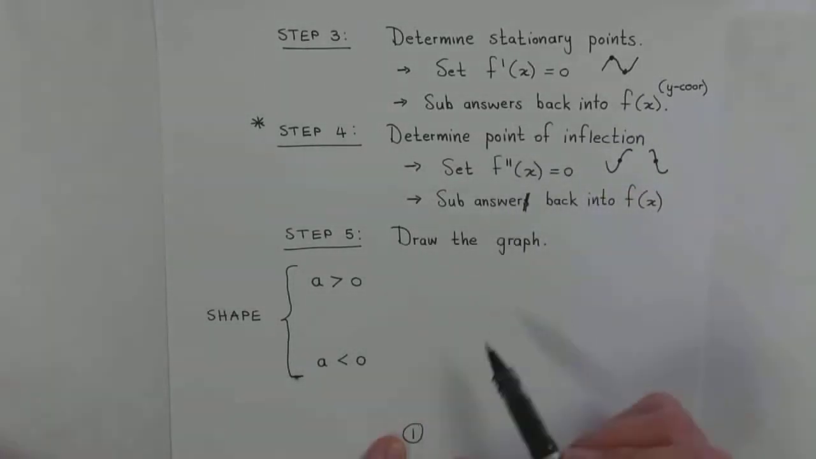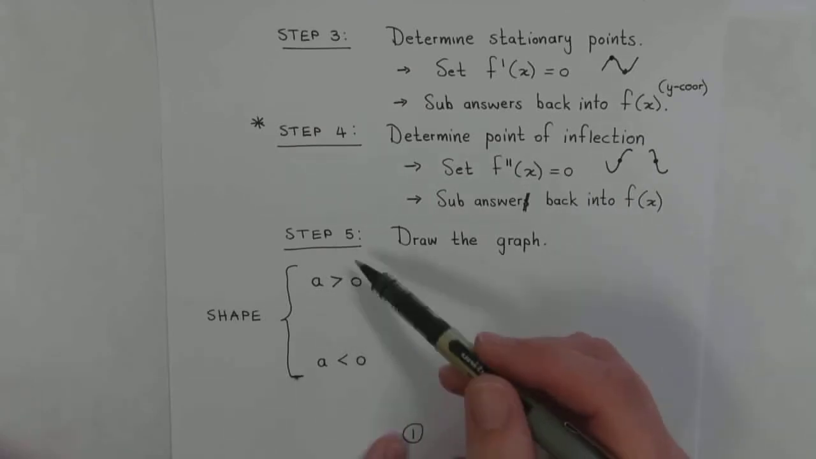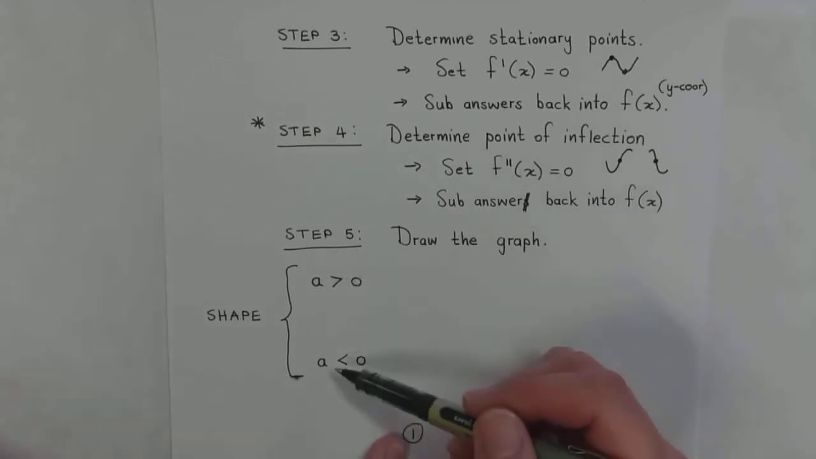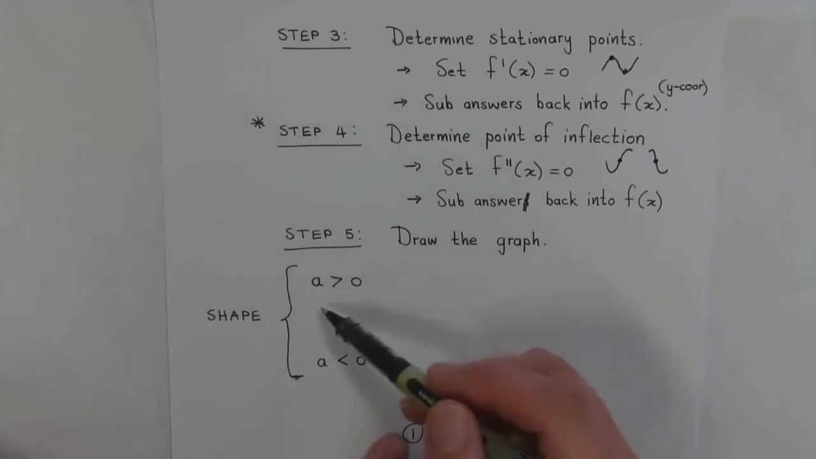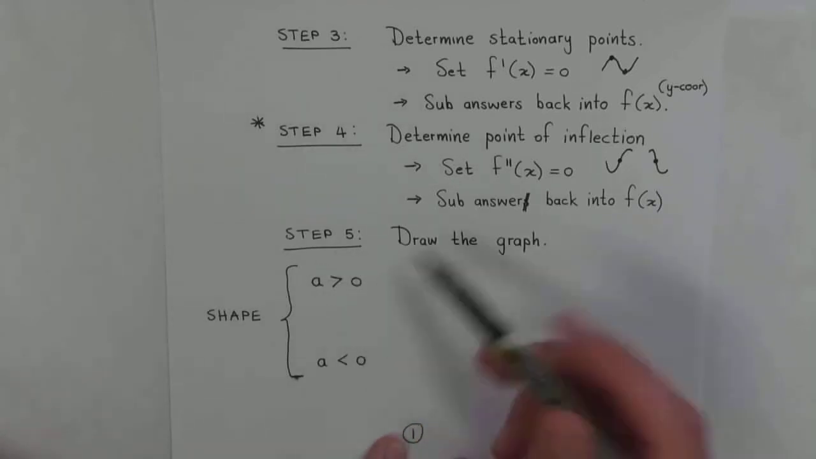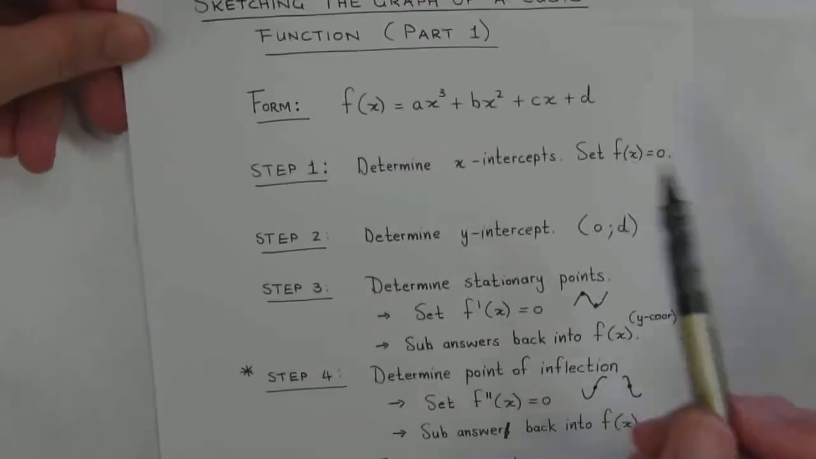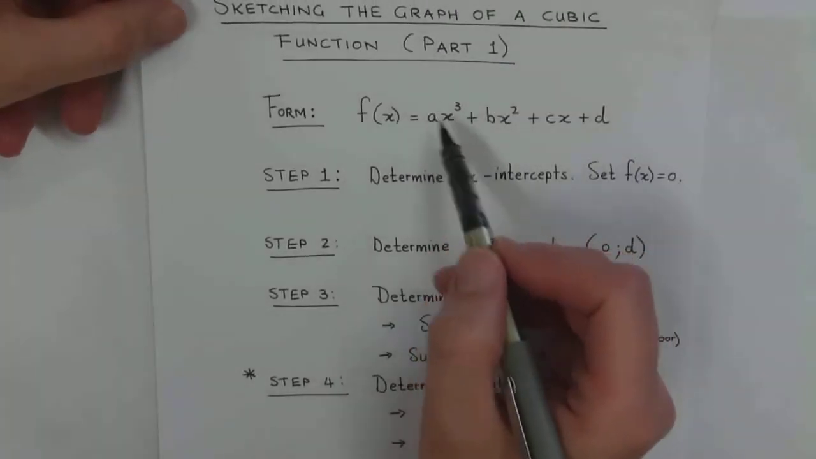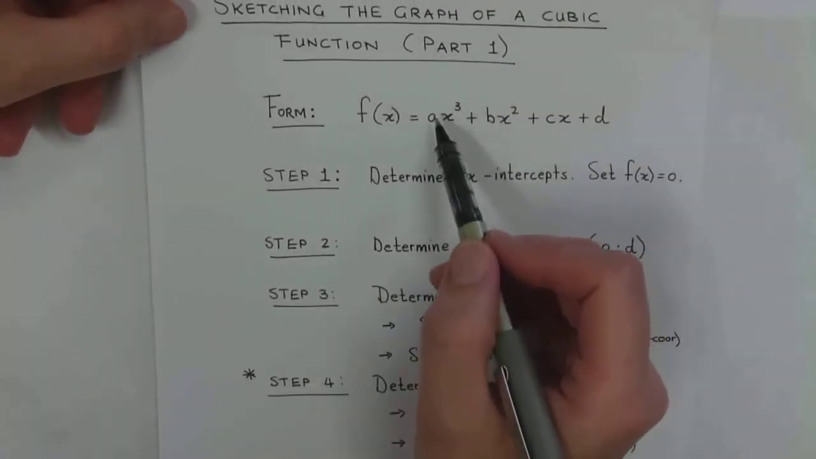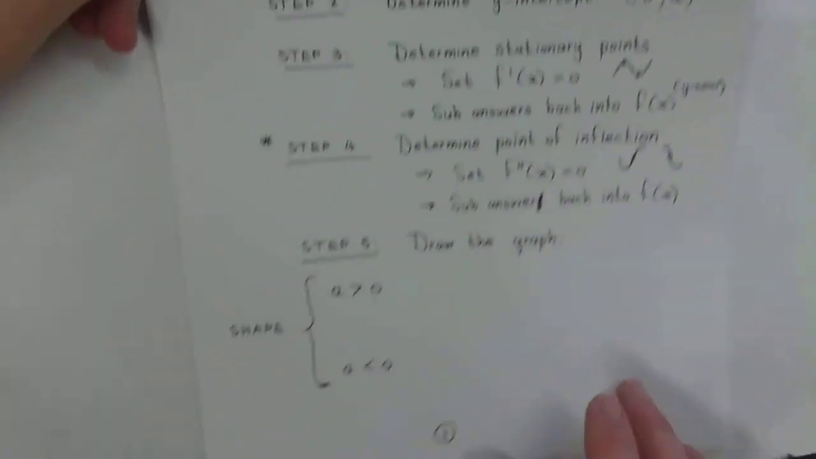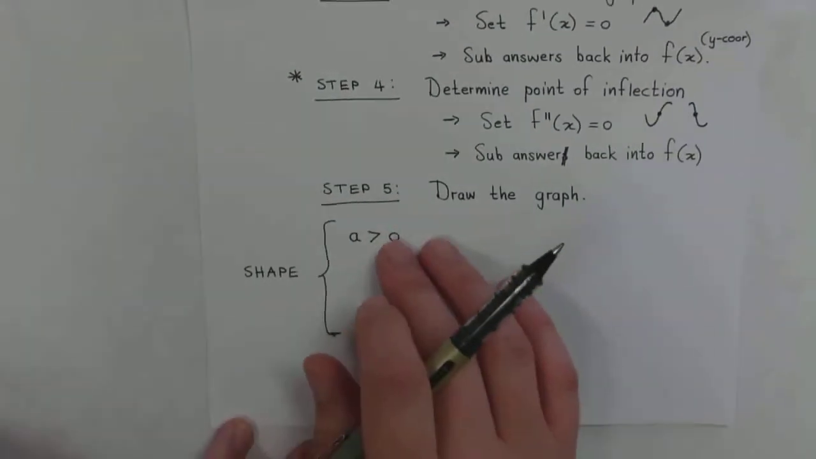Then step 5, draw the graph. Now, a very useful little hack when you draw these graphs is to know the shape based on the a value of that standard form. If I go back to the standard form over there, a is the coefficient of x cubed. So when you look at a, the coefficient of x cubed, that will actually reveal the shape of the graph.